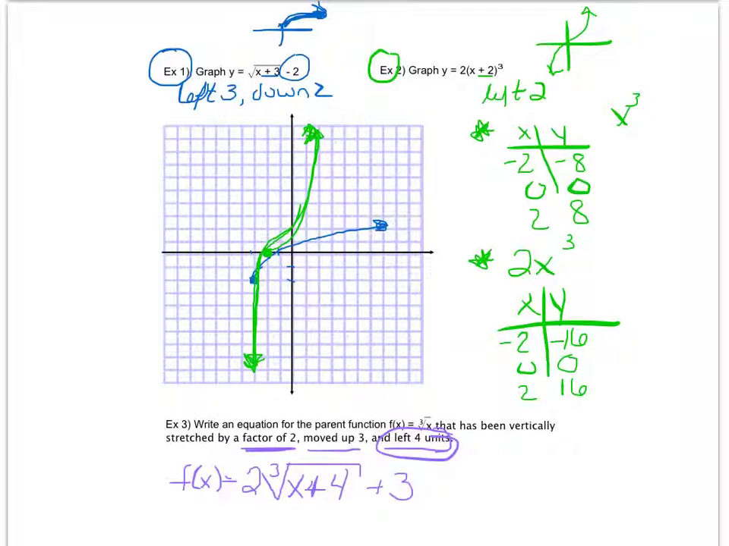So make sure you know a couple things from this video. You need to know all your shifting rules, and you also need to know the general look of all these parent functions.